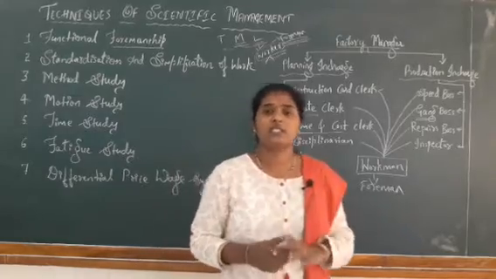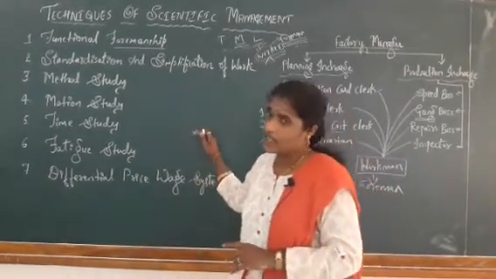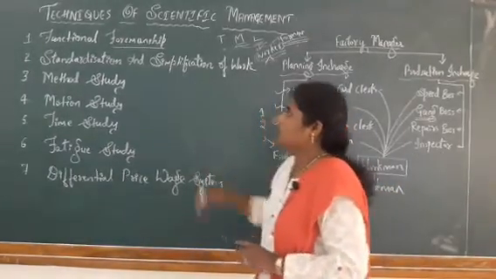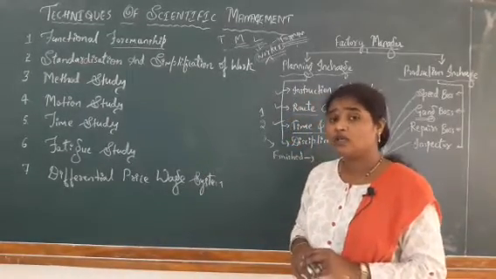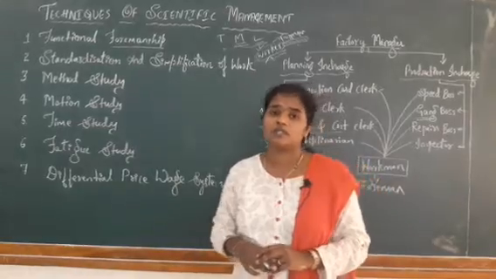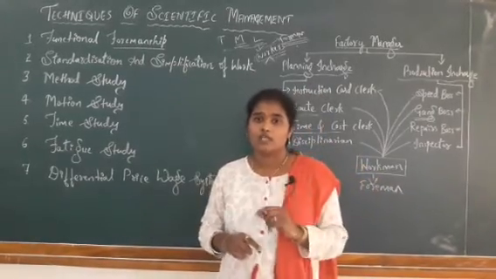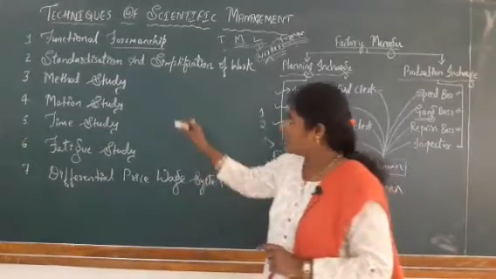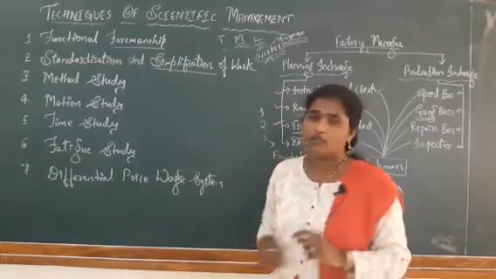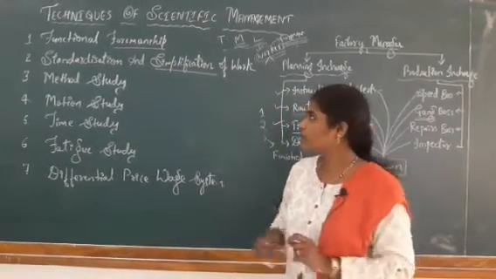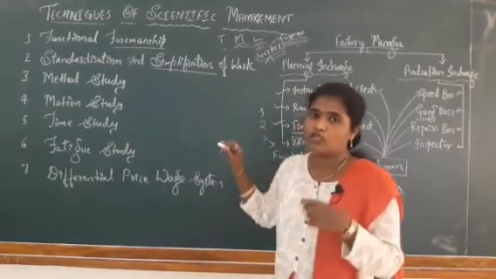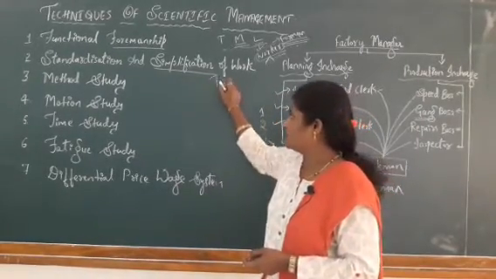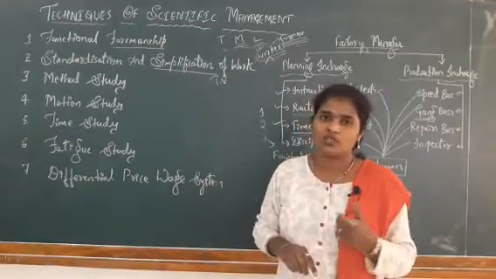Okay, this is the first technique in scientific management. The next one is standardization and simplification of work. When you are going to make the production in a business organization, for example, we can take the production of television, if an organization is going to produce a television.